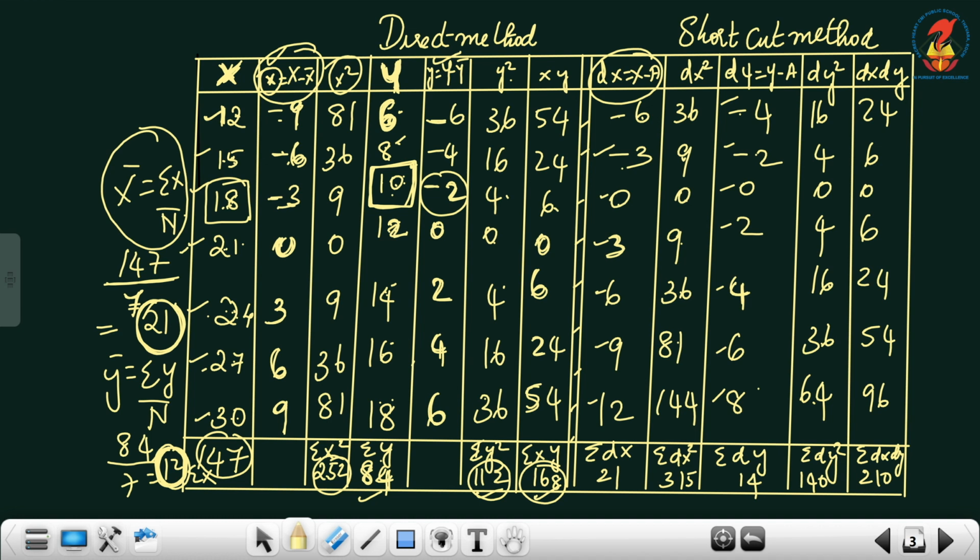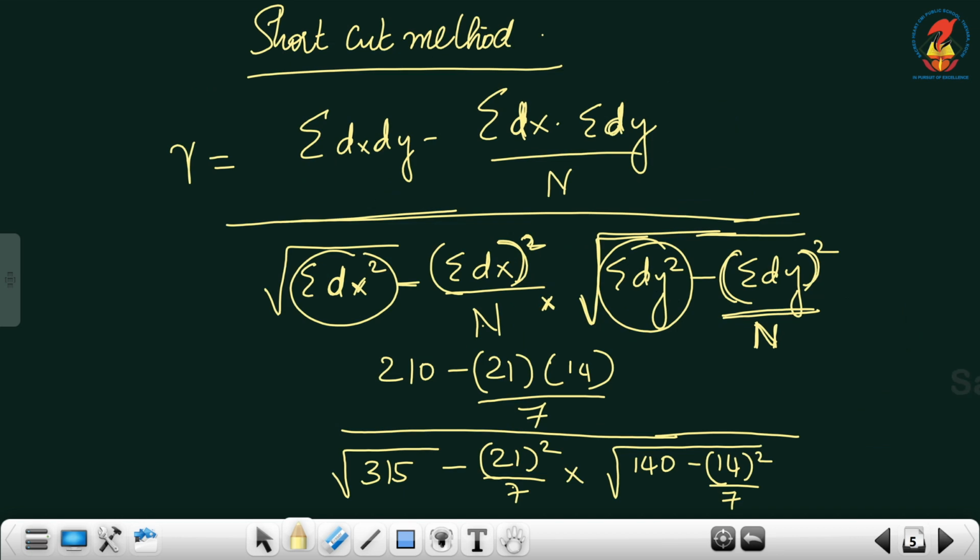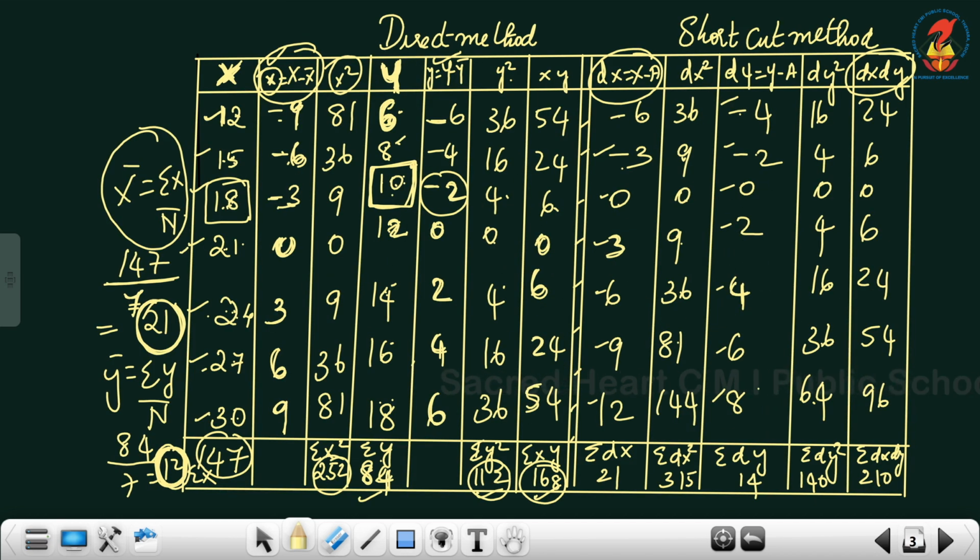Then you need the next value, dx into dy. Let us check the formula. You need dx into dy. Now, what is the value of dx into dy? This is dx and this is dy. Minus 6 into minus 4, 24. Minus 3 into minus 2, 6. Other values are 0, 6, 24, 54 and 96.